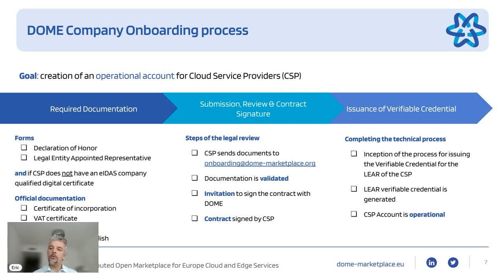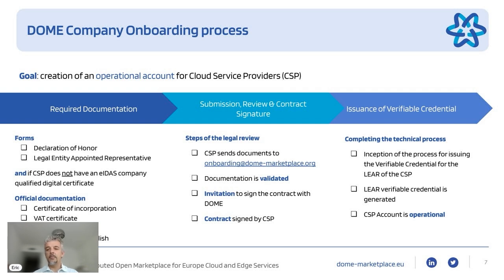Once you have all the documentation, you must send it to the email address of the DOM onboarding team. The DOM onboarding team will verify all the information and may ask for clarifications or additional documents or amendments to the documents you submitted. Once all the documentation is good to go, you will receive another email inviting you to sign the contract with the DOM marketplace.